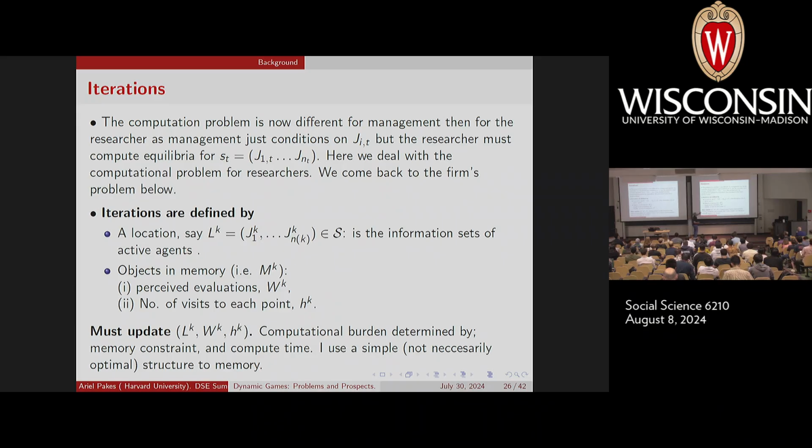So in order to update the iterations, I need to update the location, I need to update the perceptions, and I need to update the points. The computational burden is going to be determined by the memory constraint, how many of those things I have to keep in memory, and then the compute time. The compute time, you'll see, can be long, which I think says to me that firms know more than I know, probably.